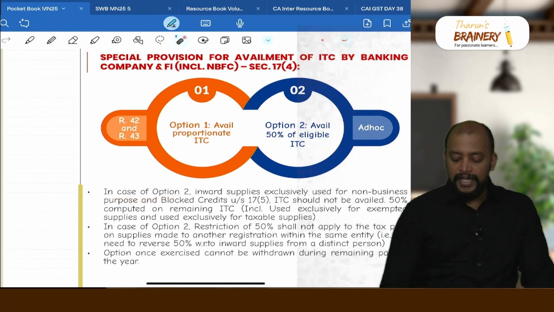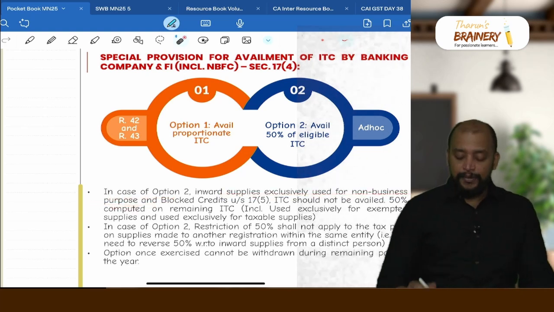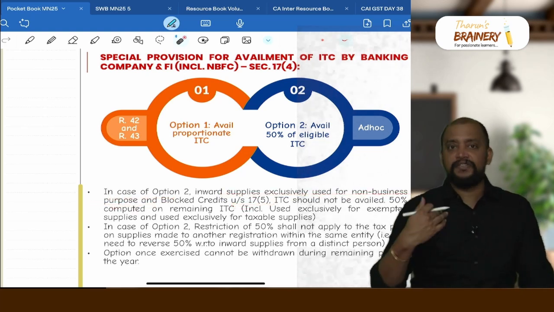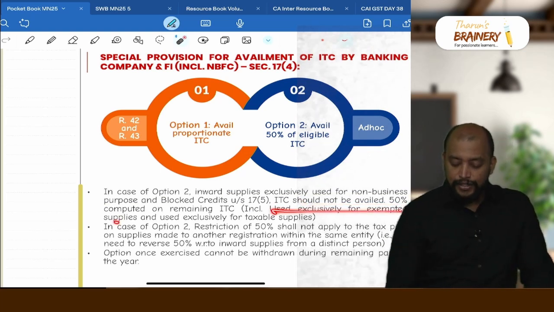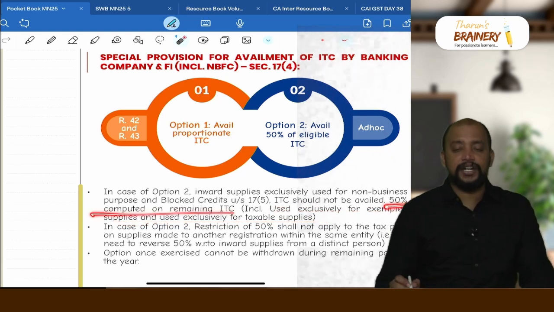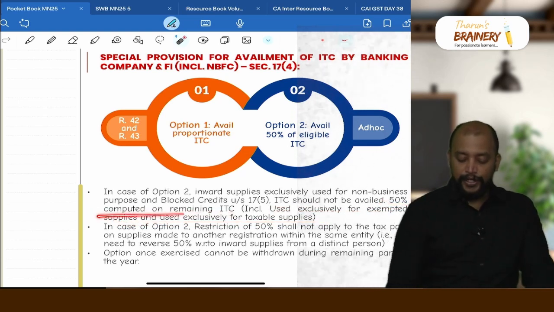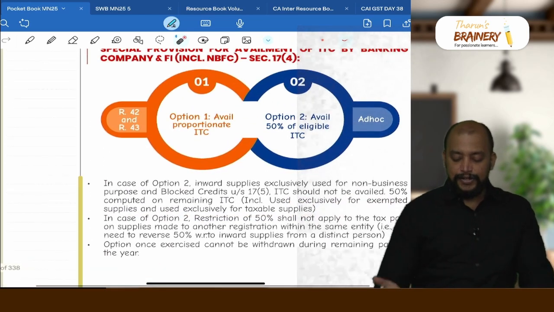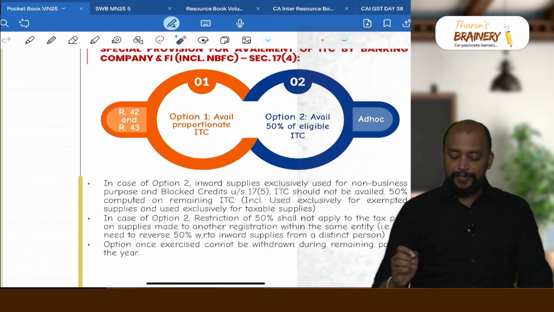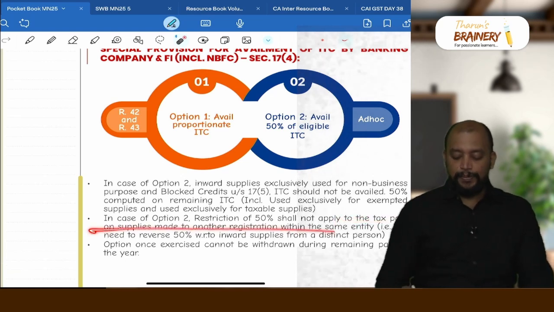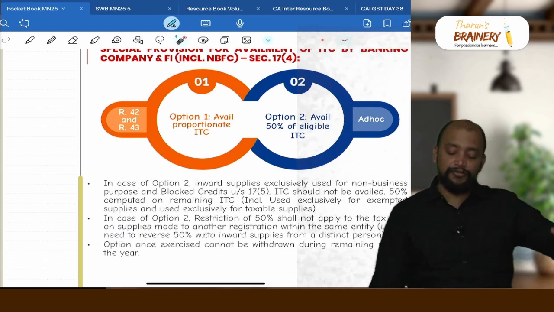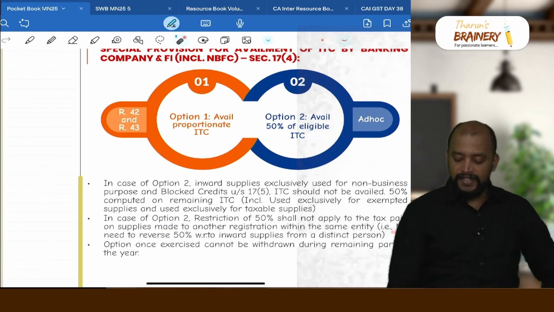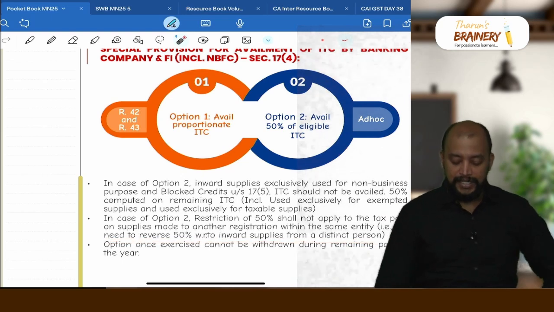In case of option 2, inward supply exclusive for non-business and blocked credits under 17.5, non-business we will not take, blocked credit we will not take, but those exclusively used for exempted and exclusively for taxable, we will take 50% on the remaining ITC. In case of option 2, the restriction of 50% shall not apply to tax paid on supplies made to another registration within the same entity. That is, inward supply from a distinct person we can take full ITC 100%. No need to reverse 50% with respect to inward supply from a distinct person.